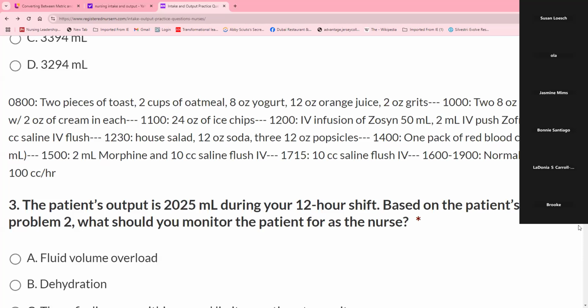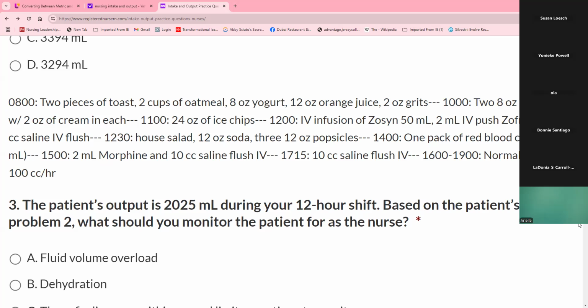Okay, so toast is what? A solid. We don't need it, right? Same thing with oatmeal. Same thing with yogurt. All right, next thing we have is 12 ounces of orange juice. So we're going to write that down. 12 ounces of OJ. Okay, 2 ounces of grits. We're not counting. Next thing is 2 8-ounce cups of coffee.